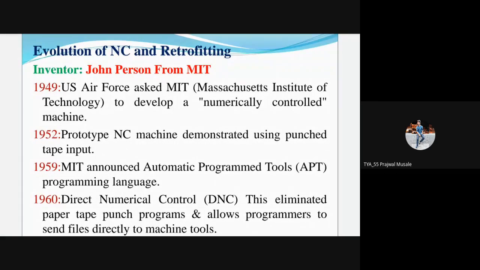The NC system. After that evolution, in 1952, a prototype NC machine was demonstrated using punched tape input. Some modifications they made here, and additional punched tape was also used. Punched tape is like the strip used in the film industry. There was no computer at that time.